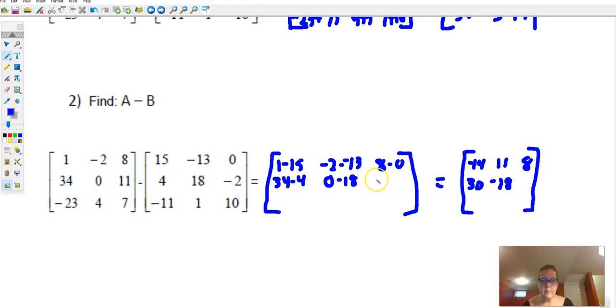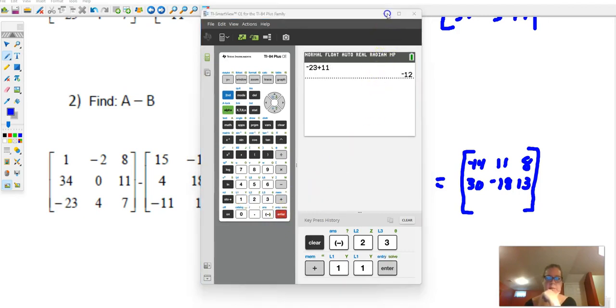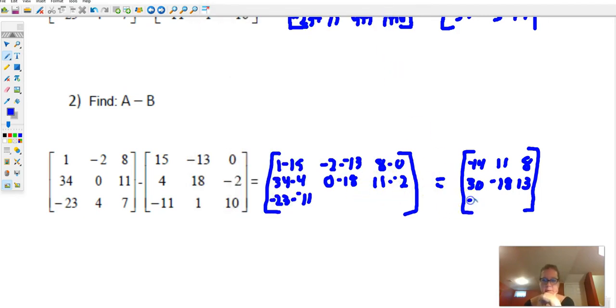11 minus negative 2. Minus a negative is plus, so that's going to be 13. Negative 23 minus negative 11, that's negative 23 plus 11. So I'm going to use my calculator. Negative 23 plus 11, or minus negative 11, negative 12. Thank you, calculator. 4 minus 1, just 3. 7 minus 10, negative 3.